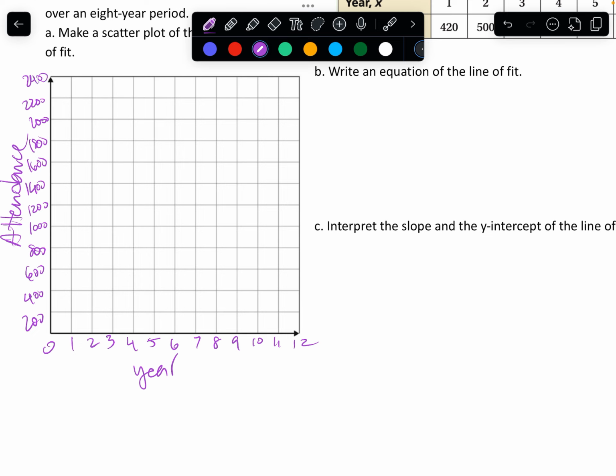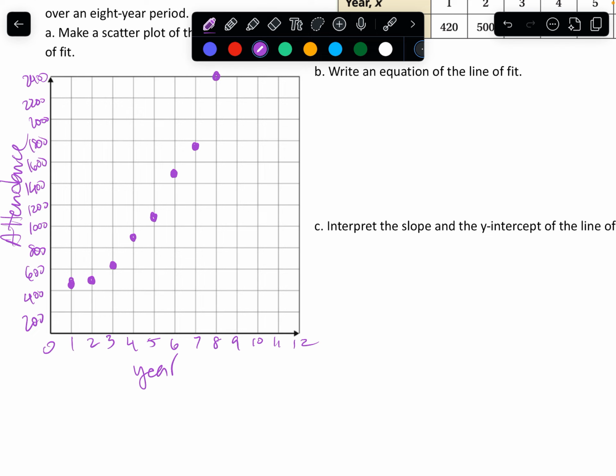All right, so 1 comma 420 right here. 2 comma 500. Remember, these are just rough estimates. They don't have to be exact as long as they're pretty close. 4 comma 900. 5 comma 1100. 6 comma 1500. 7 comma 1750. And 8 comma 2400.